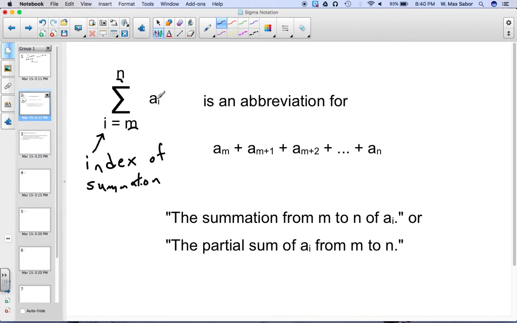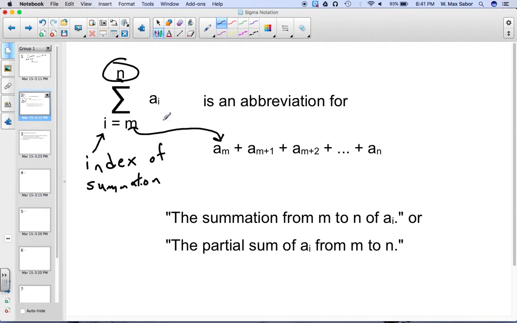So we're going to start with I equal to m. So this is the first term. When I is m, then we have a sub m. Then we go to the next number above it. So after m, we have m plus 1. So now we find out what a sub m plus 1 is. Then a sub m plus 2, a sub m plus 3, a sub m plus 4, and we keep going until we get to this.